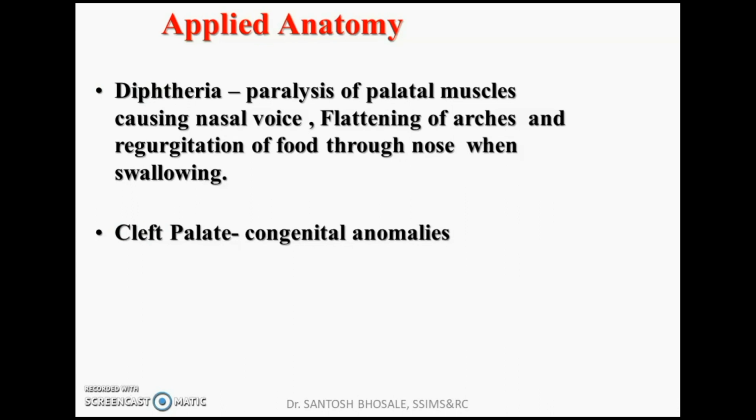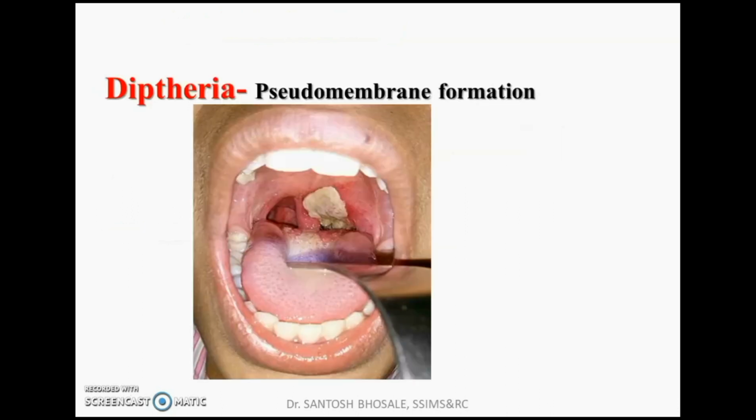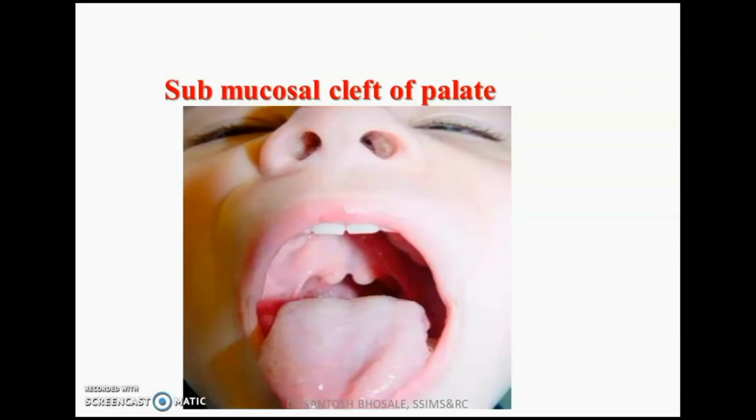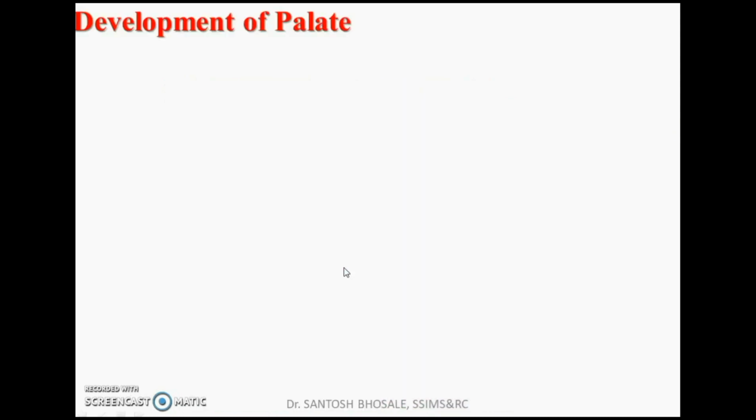And coming to the palate, there will be palatal paralysis in case of diphtheria. There will be pseudomembrane formation. You can appreciate the membrane formation over the mucosa there. And congenital anomalies like cleft palate and cleft lip affect the palate here. To understand this, you should know the development. And one more is bifid uvula or submucosal cleft of the palate. You can also remember that as bifid uvula, you can see there.